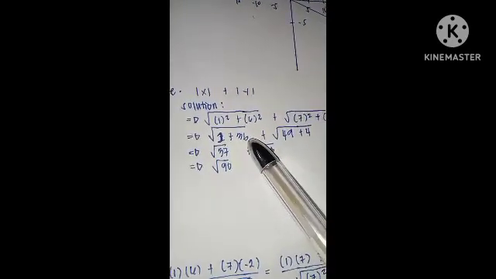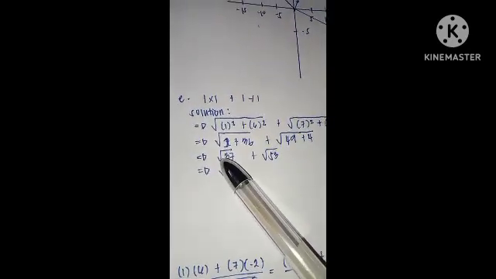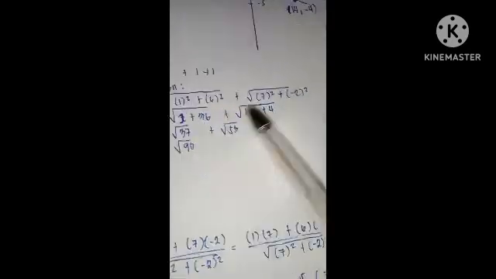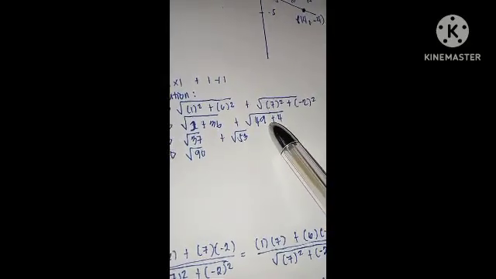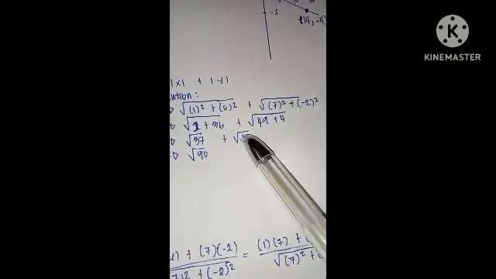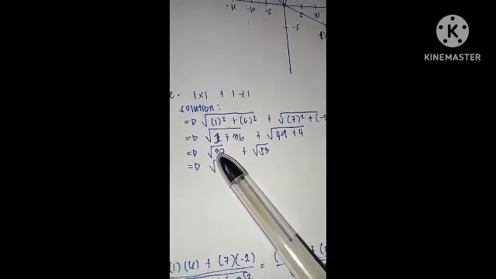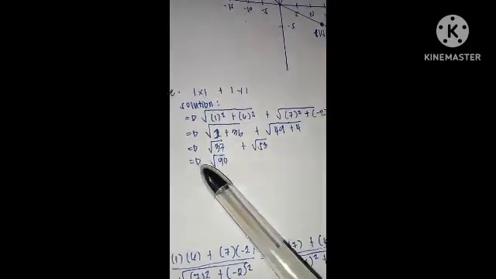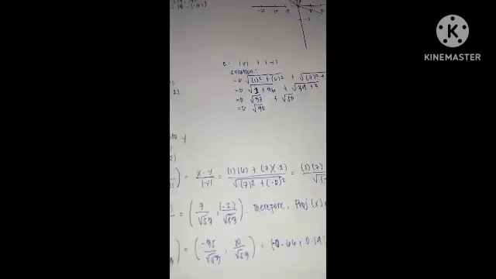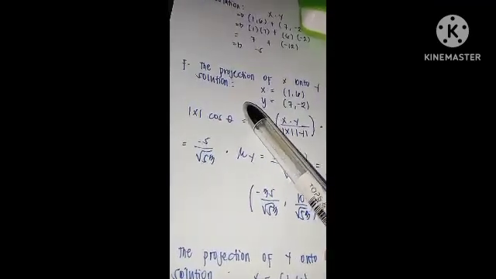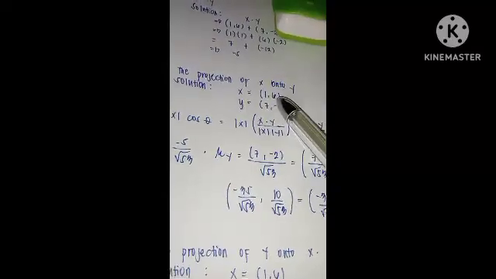So 1 plus 36 is equal to 37, so square root of 37. 49 plus 4 is equal to 53, so square root of 53. So 37 plus 53 is equal to square root of 90. So that is my answer in letter E. So letter F is the projection of x onto y.